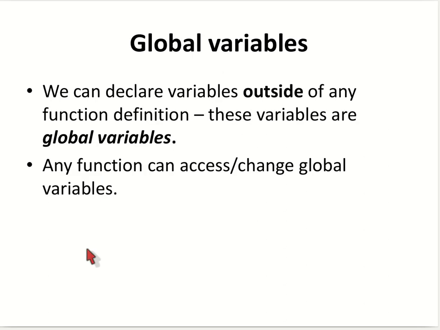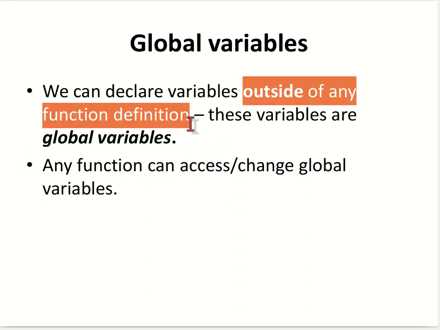Next one is a global variable. If we are declaring the variables outside of any function definition, it is known as what? The global variable. So all the functions, as well as the structures, unions, classes, etc. can access these global variables.